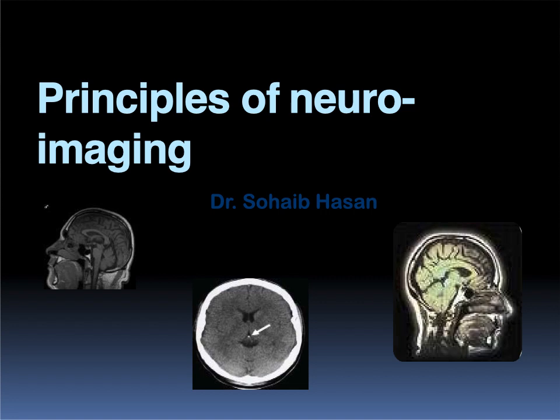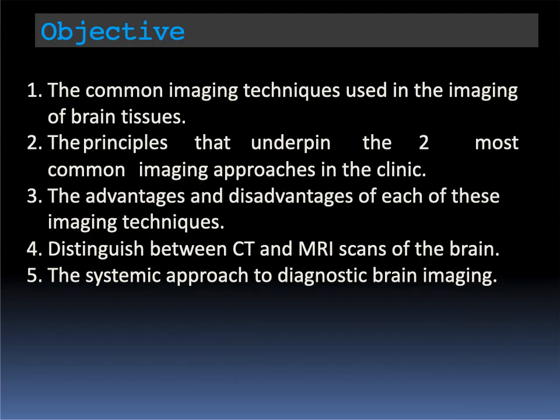Our lecture will be on principles of neuroimaging. Our objective, first of all, we will discuss the common imaging techniques used in imaging of the brain tissue. The second one is that we will discuss the principles that underpin the two most common imaging approaches in daily practice. The third one, we will discuss the advantages and disadvantages of each of these imaging techniques.